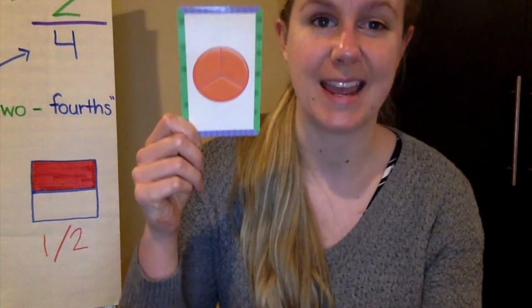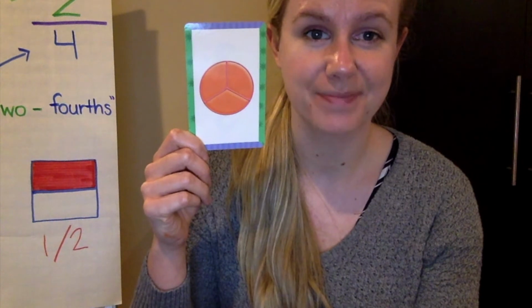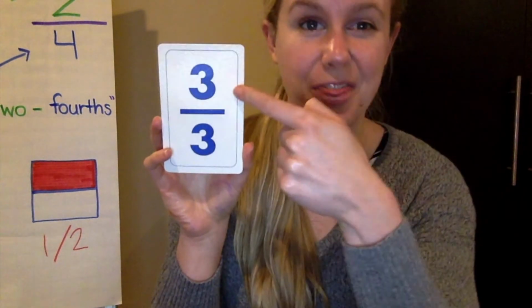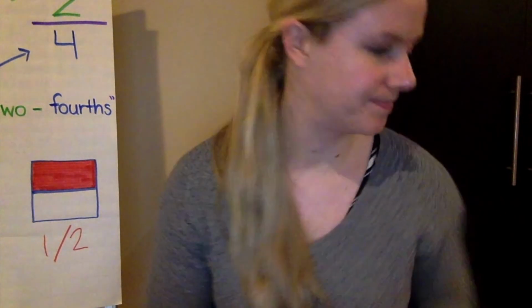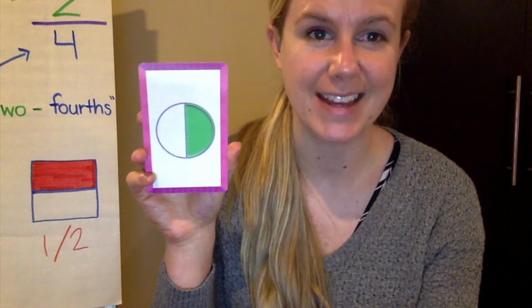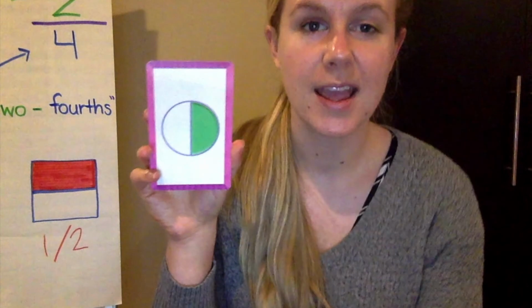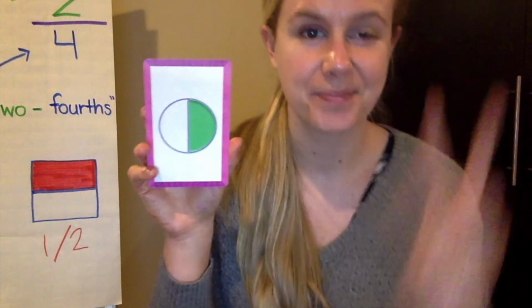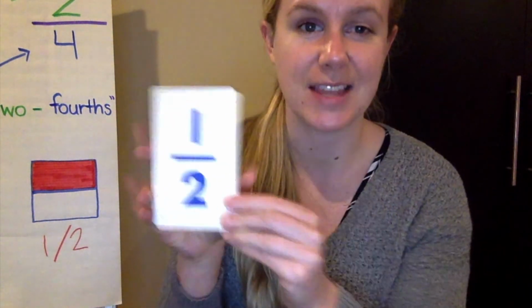This time I want you to say it. How many parts are shaded in? 3. How many parts are there all together? 3. How would you say this fraction? 3/3. How many parts are shaded in? 1. How many parts are there all together? 2. Let's say the fraction. That's right, 1/2.